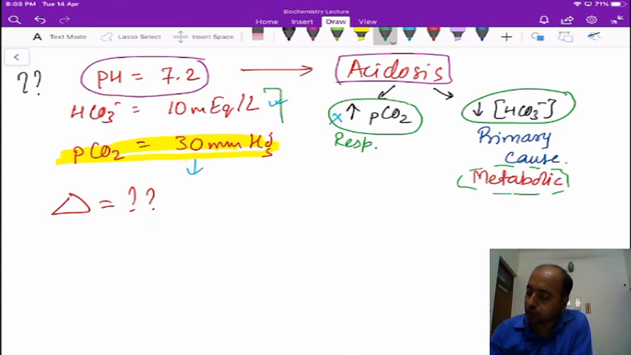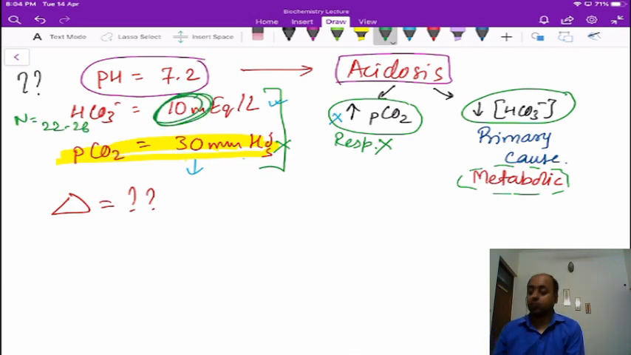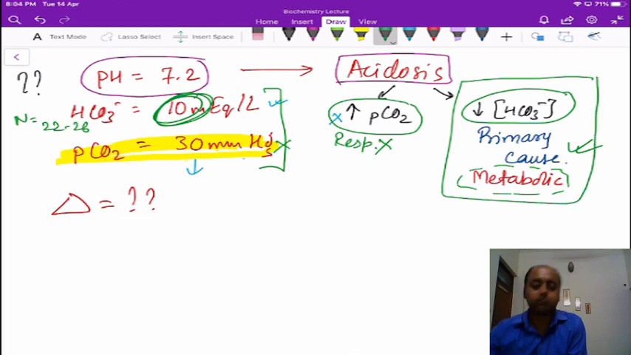Now look at the two values. Is PCO2 increased? No, it is not increased. PCO2 should have been increased, but it is not, so the respiratory is not the primary cause. Is bicarbonate decreased? Yes. Normal value is 22 to 26, and this is very, very low. So the primary cause is metabolic. Now we have determined that this is the primary cause.